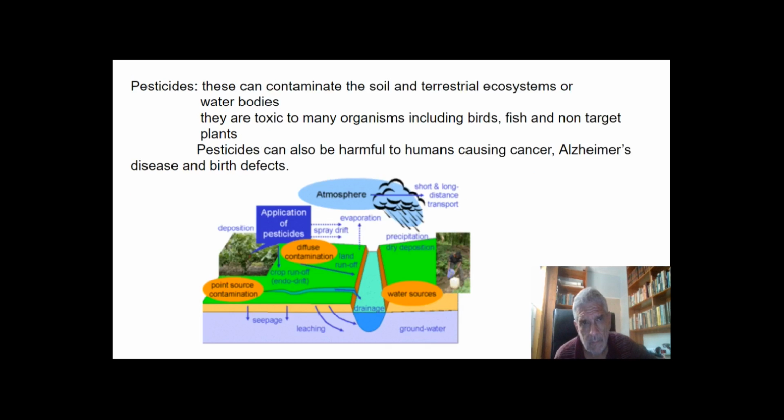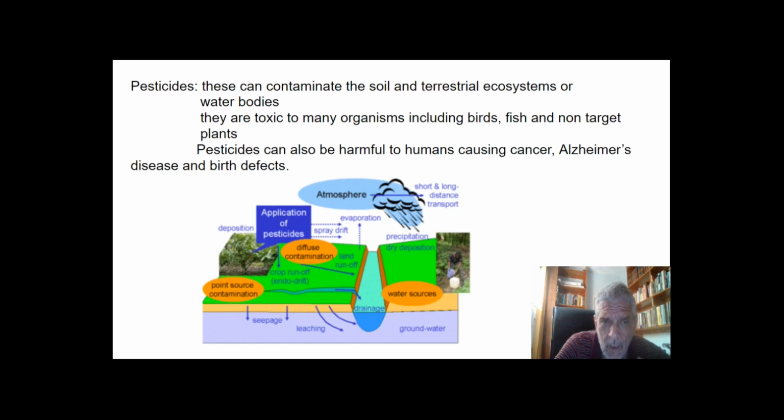So what can we say about pesticides? These can contaminate the soil and the terrestrial ecosystem or water bodies. And they are toxic to many organisms, including birds, fish, and non-target plants. So the pesticide might affect a plant that you don't want it to affect. And pesticides can be harmful to humans, causing cancer, Alzheimer's disease, and birth defects.